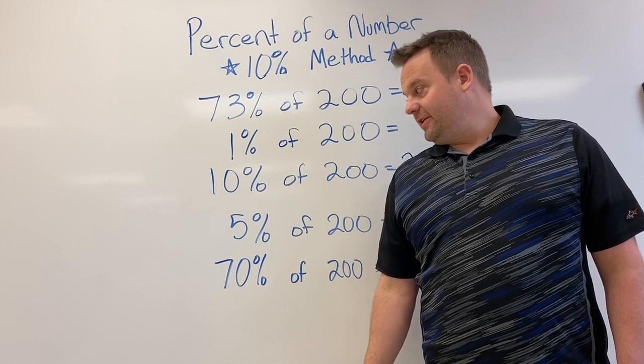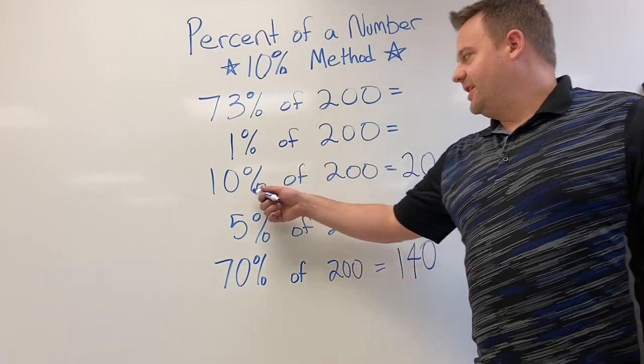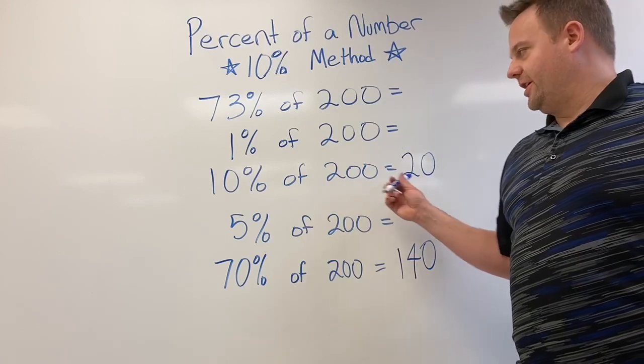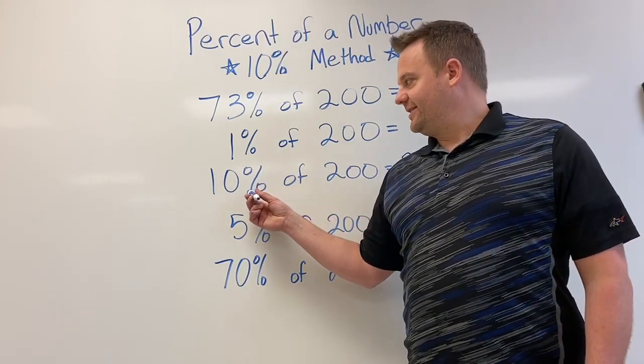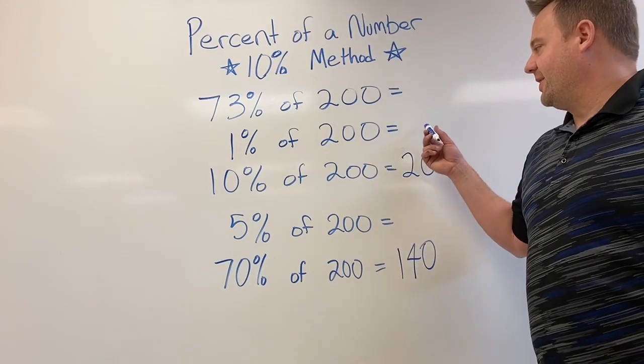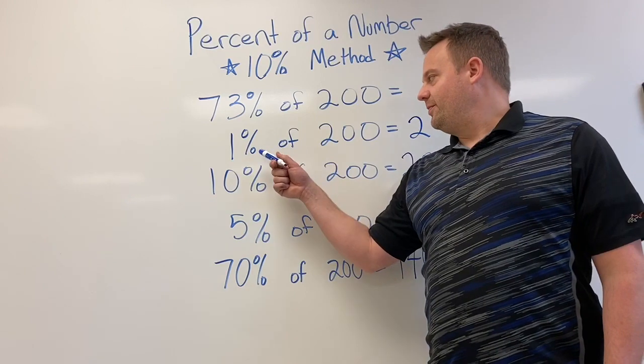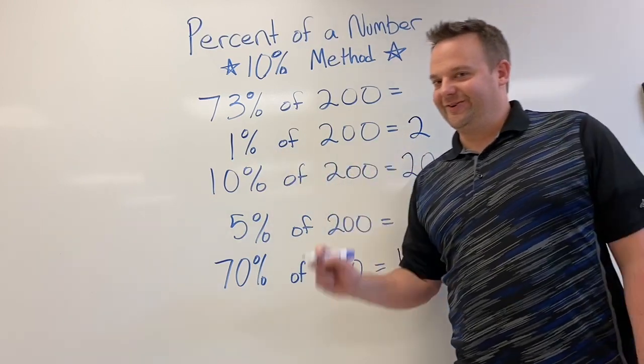Well, what we can do is find out 1% of 200. Now, 10% of 200 is 20. 10% divided by 10 is 1%. And 20 divided by 10 is 2. That means 1% of 200 is 2.